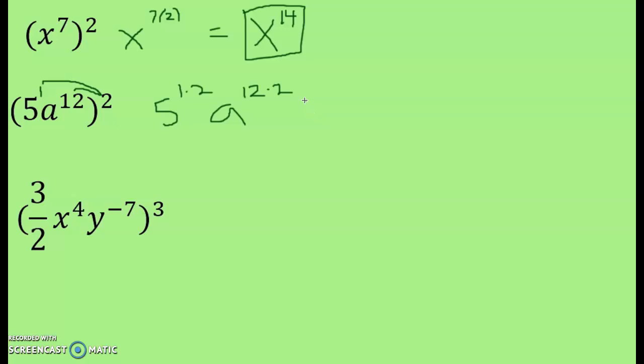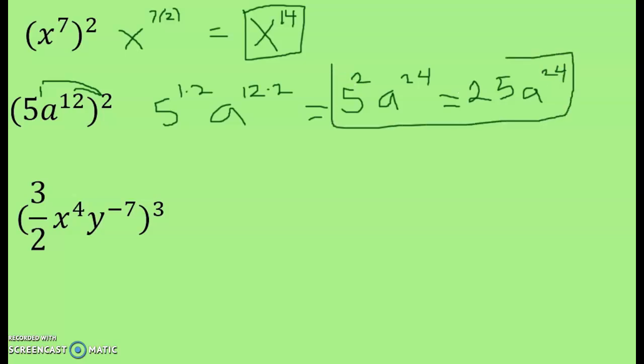5 to the 1 times 2 is just 5 to the 2nd power. 12 times 2 is 24. So a to the 24th power. Since 5 to the 2nd power is a pretty small number, we could also write 25a to the 24th power. So either of these two answers are acceptable. This is exponential form and standard form.